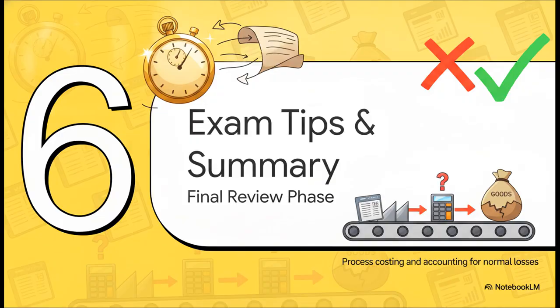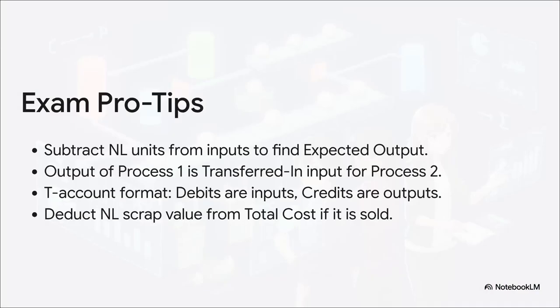Time for the final review phase. I see students fall into the same traps every semester. So as your lecturer, I want you to remember these pro tips. First, always subtract your normal loss units from your input units to find your expected output. Second, never forget that the output of Process 1 immediately becomes the transferred in input for Process 2. Third, memorize that T account format. Debits for inputs, credits for outputs and losses.